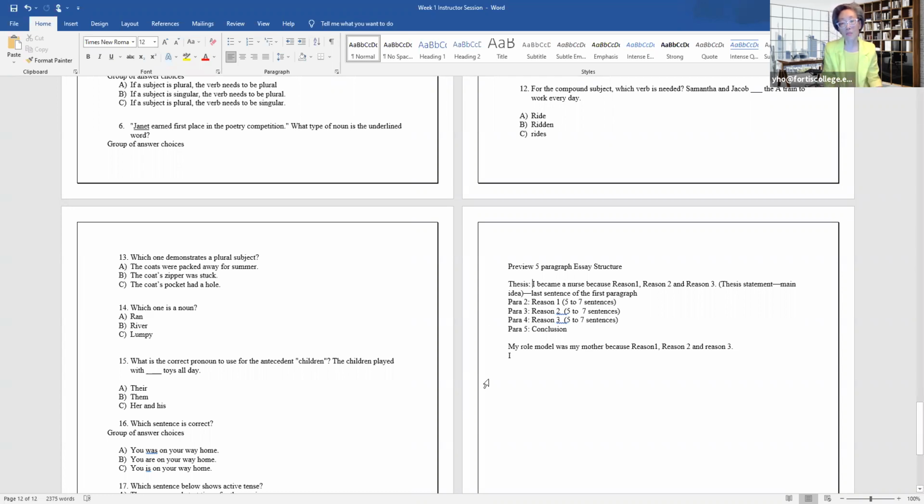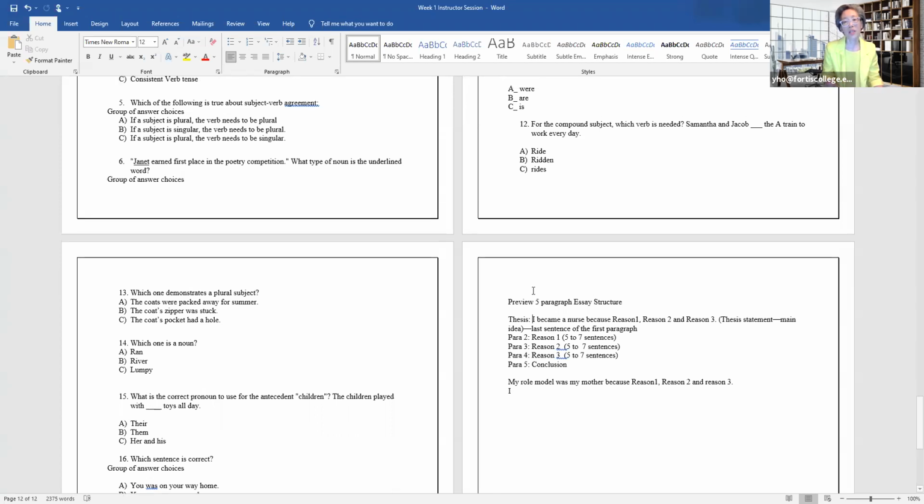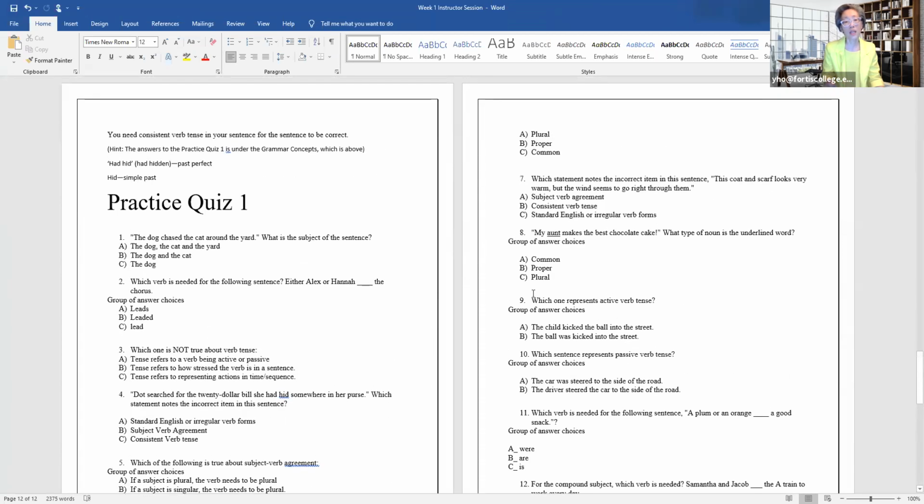Okay, so that's what we're going to be doing. My role model was my mother because, and then you could have your 3 reasons. And so that will be your next week's assignment, in which you will write an outline. Next week, you will not have a forum. You will only have to write the outline for essay 2. And then essay 1, narrative essay. But for this week, you just have to do this quiz and the introduction forum.